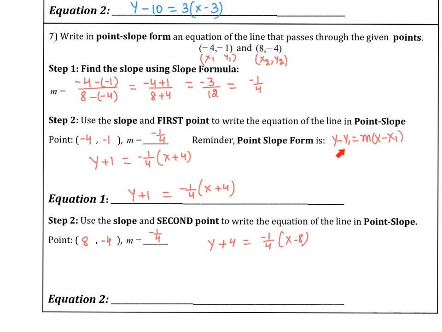The formula for the point slope form is y minus y1 equals m times x minus x1, where x1, y1 is the point that we chose, -4, -1. If they're already negative, then we're going to use the opposite sign, that is y plus 1 equals -1 over 4 times x plus 4. First equation is this one, and for the second equation, same formula, but we're going to use the point 8, -4. Slope is -1 over 4, so it's going to be y plus 4 equals -1 over 4 times x minus 8. So that's the second equation.